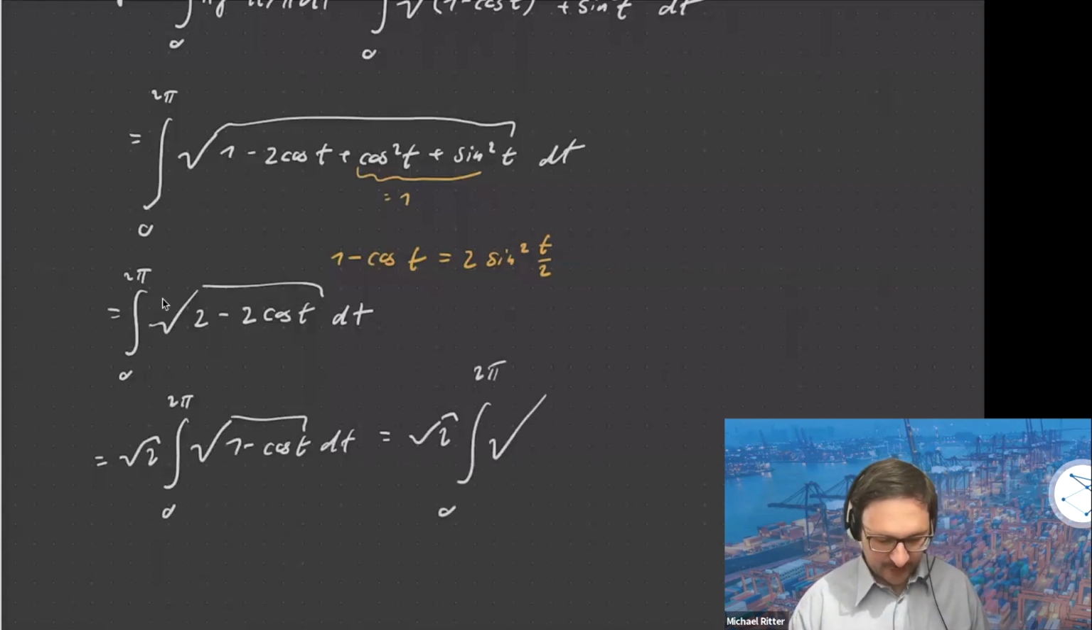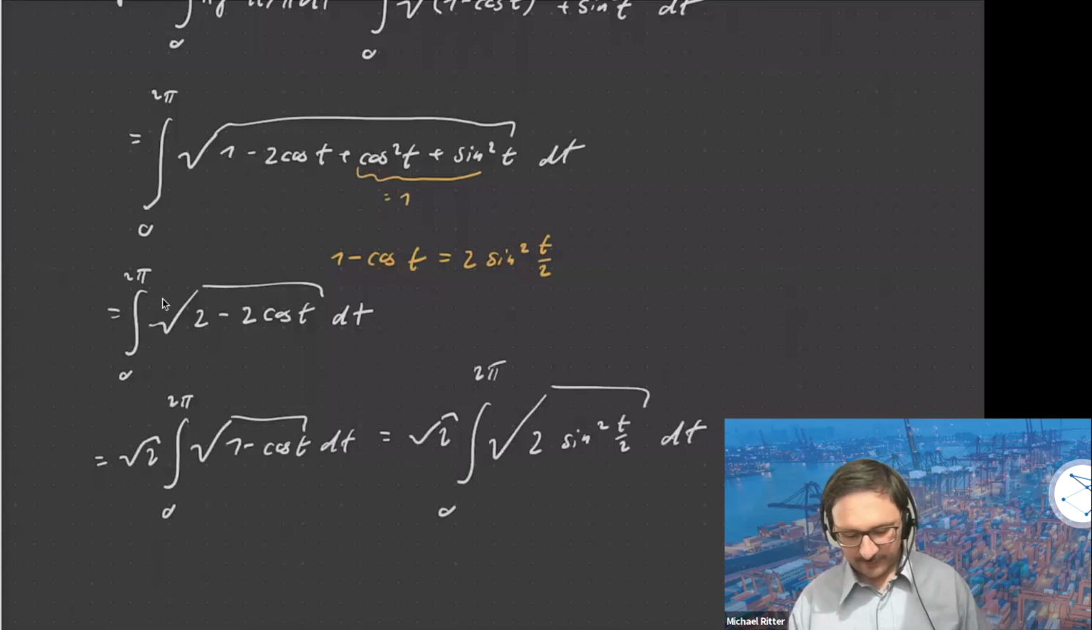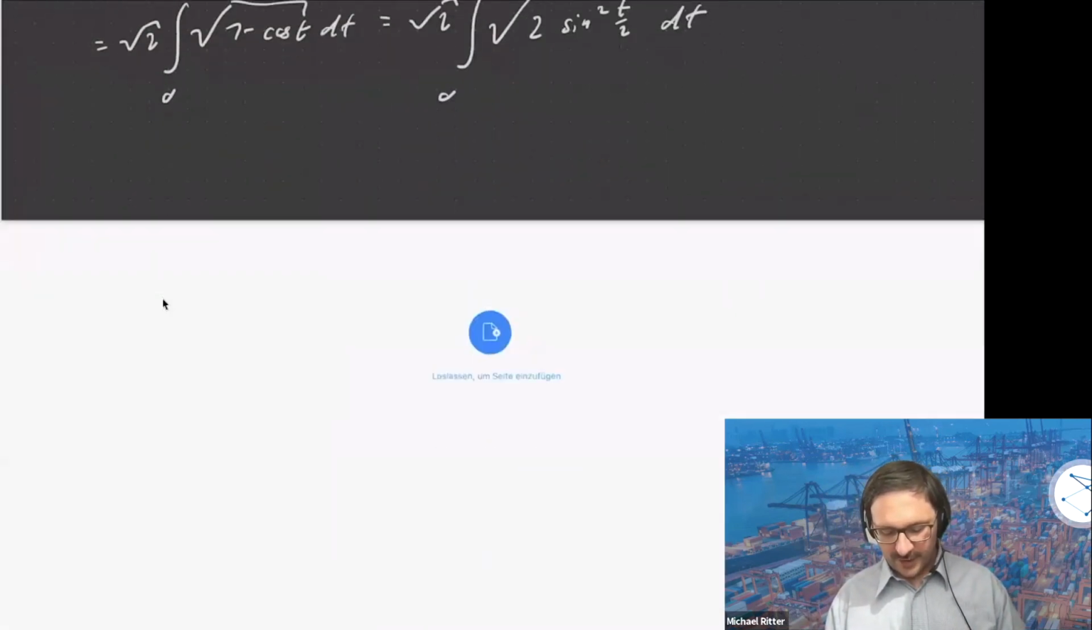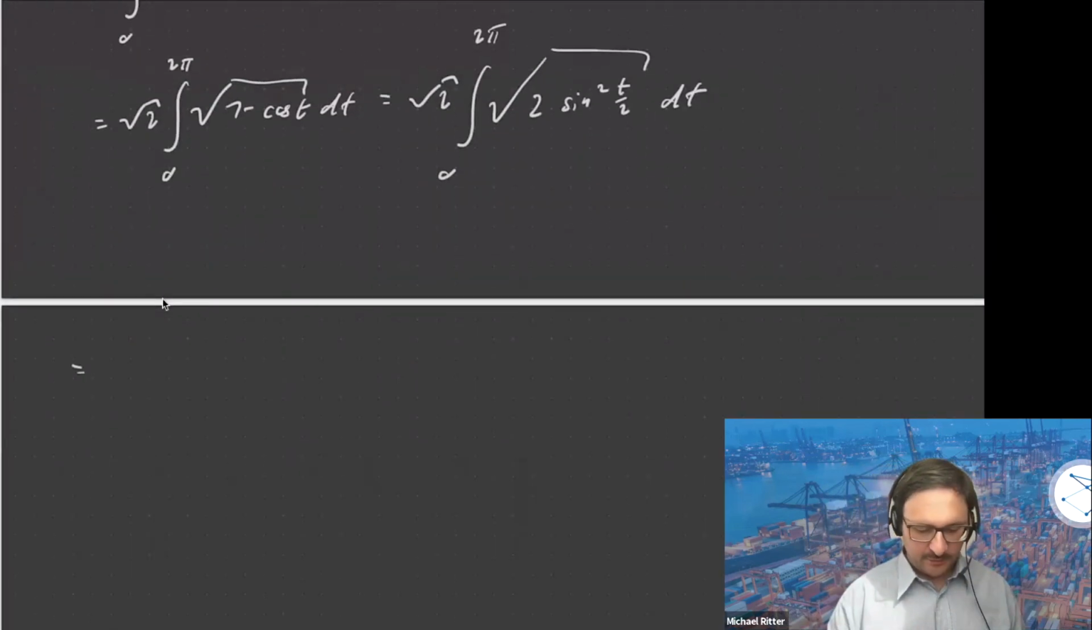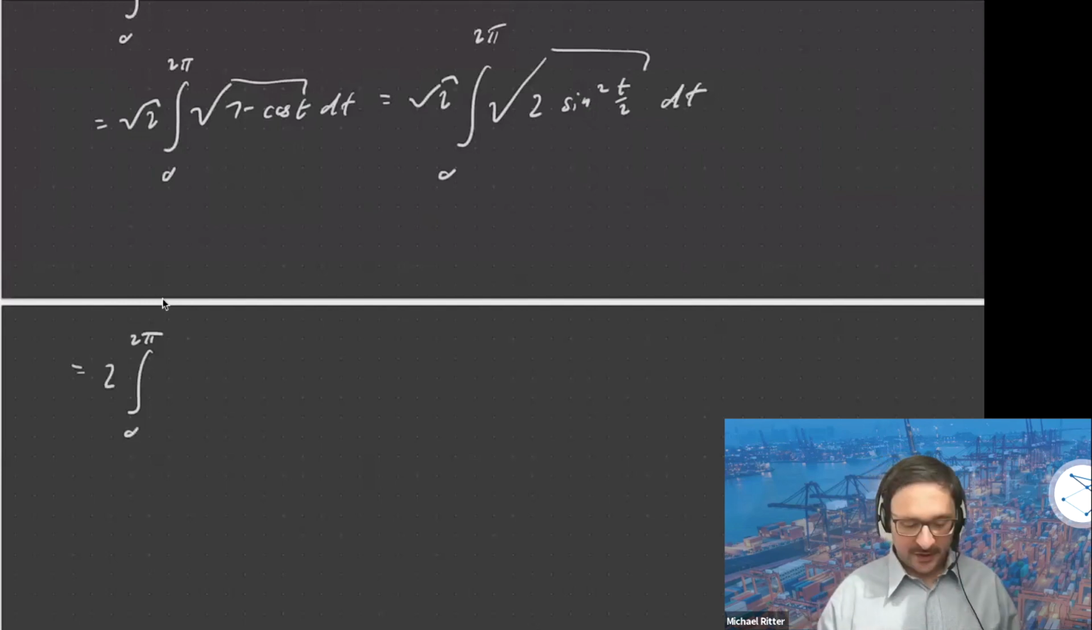So if we use that, then we get square root of 2 sine squared of t over 2. And again, let's take out the square root of 2. So we get 2 times this integral. And then the square root of the sine squared is, of course, sine t over 2. And to be precise, the square root should never be negative. So to be sure that this works as it should, we'll have to take the absolute value here.